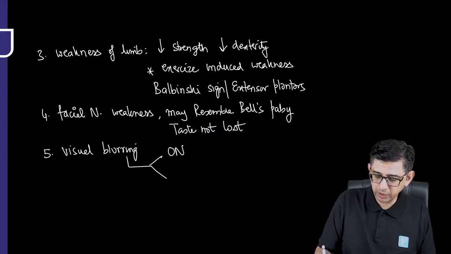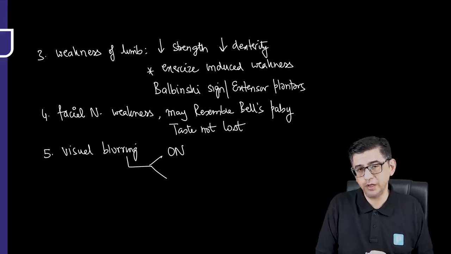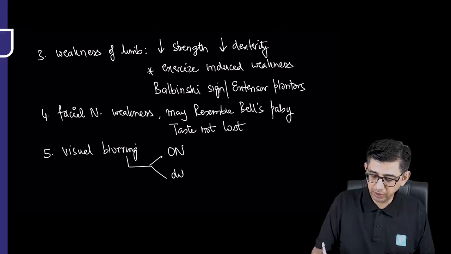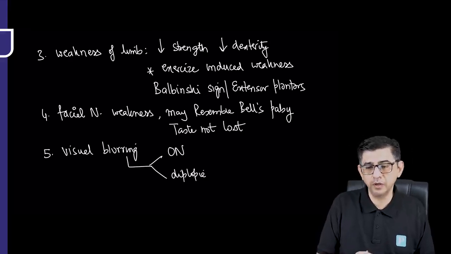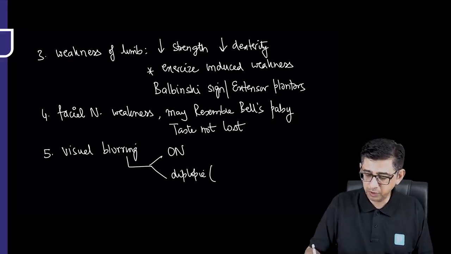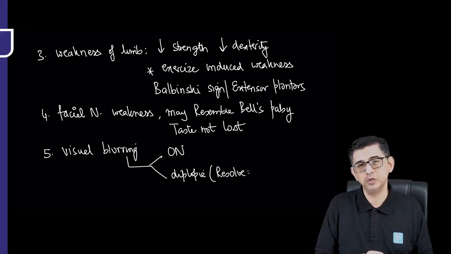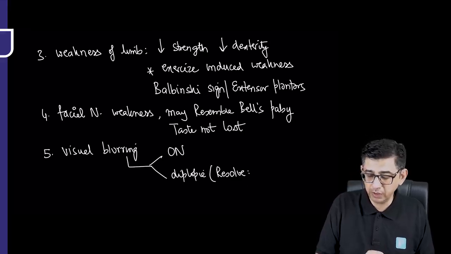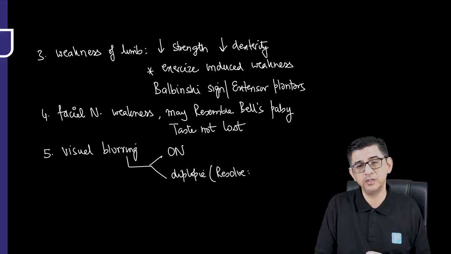One reason for visual blurring is obviously the optic neuritis component, but the second one would be development of diplopia in these patients, and that diplopia could be occurring primarily because of multiple cranial nerve palsies as well. Now, how do you differentiate between the two? Visual blurring caused by optic neuritis and the one which is caused by multiple cranial nerve palsies. I mean, 3, 4, 6 can get involved in this condition. The plaques could be involving the cranial nerves as well.